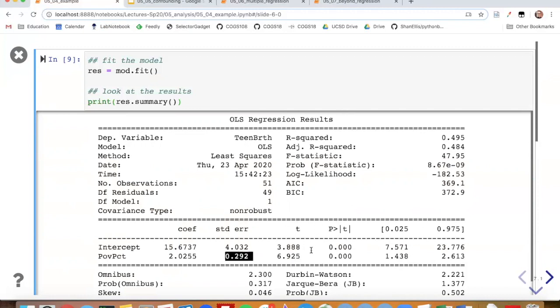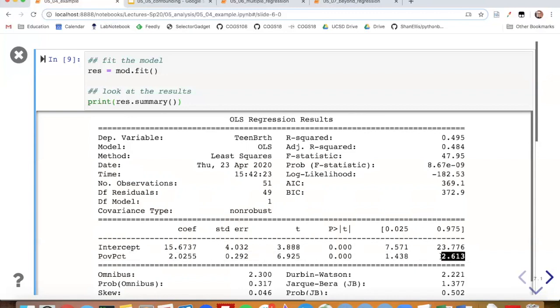We're going to leave the t statistic for now, but we're going to return to the p-value. Here, this lets you know what the p-value is. This lets you know that it is smaller than 0.000. But what we see here is that the 95% confidence interval for the coefficient is somewhere between 1.438 and 2.613.